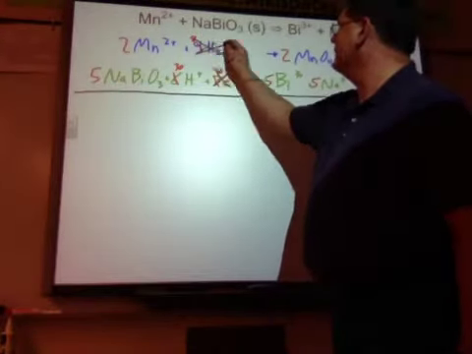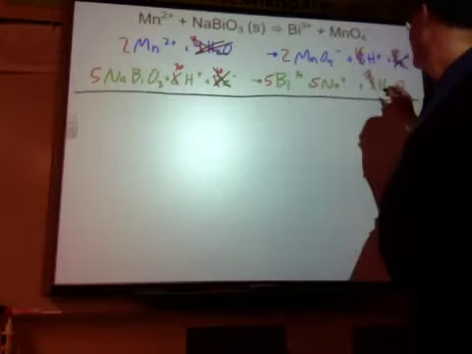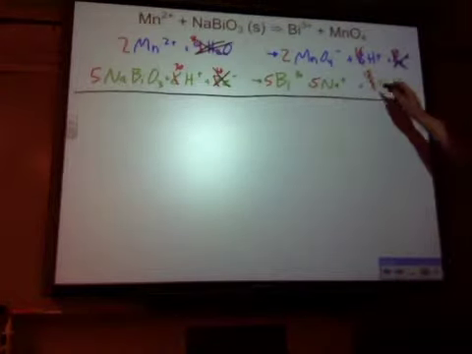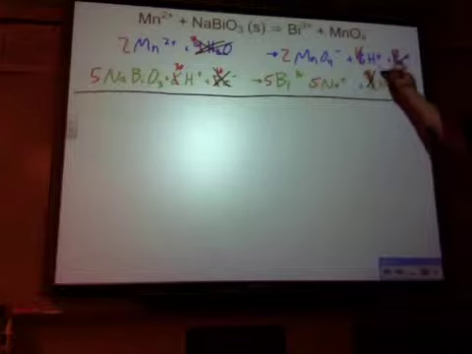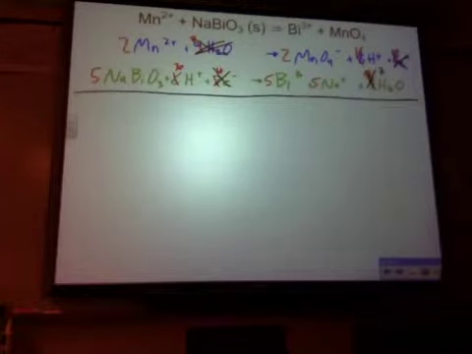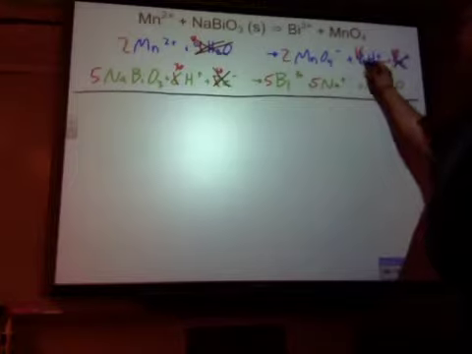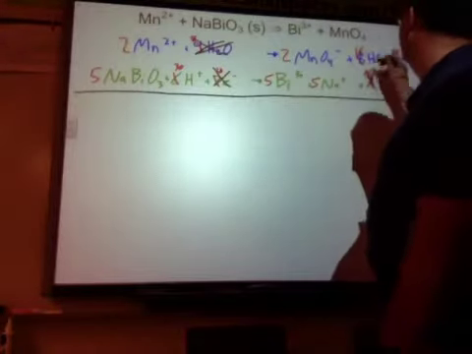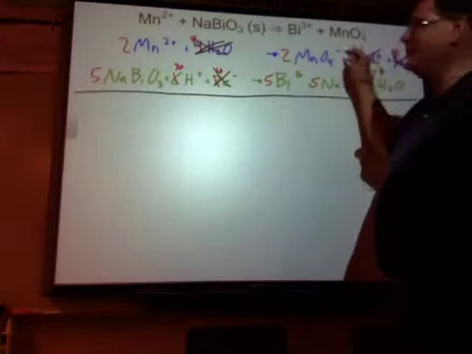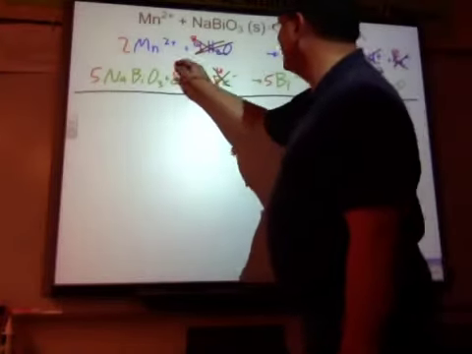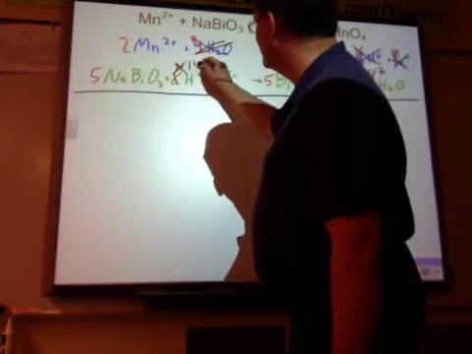So let's get rid of those 8 waters. And over here we're going to get rid of 8, which will leave us with 7. It's 15 minus 8 is 7. What about hydrogen ion? We have 16 of them over here and 30 of them over here. So let's get rid of those 16. This becomes 14.